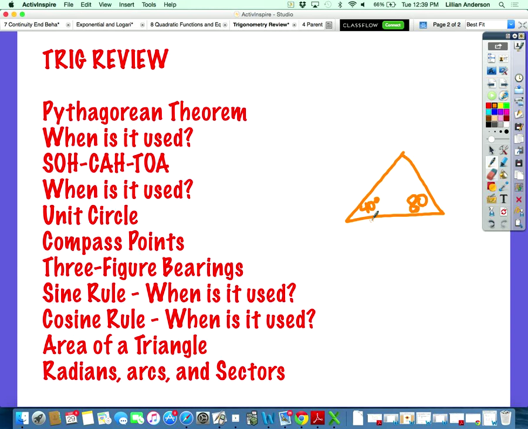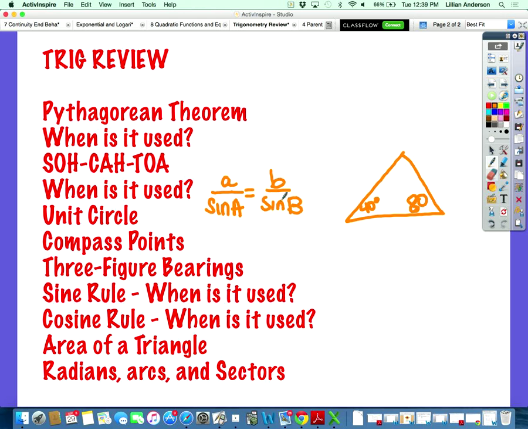Sine is when you have two sides of different triangles and you're trying to compare them, right? Looks like we're a little rusty here. Okay? Sine rule is basically two sides, one side too.